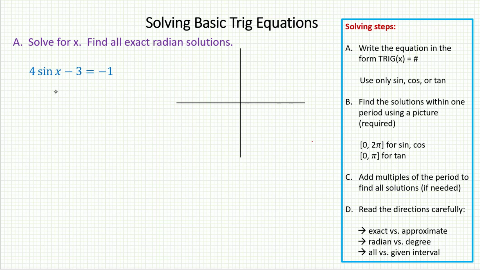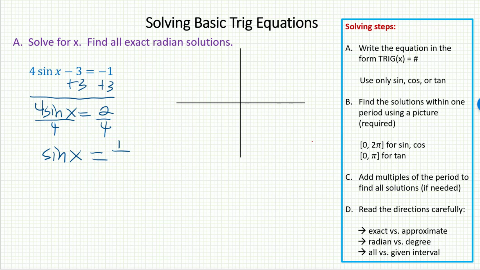I'm looking at this equation, 4 sine x minus 3 equals -1. I need to get that sine x by itself. So of course I'm going to add 3 to both sides, and then I'm going to divide both sides by 4. I'll reduce the fraction, and I end up here with exactly what I wanted. A single trig function, sine, cosine, or tangent, a single letter, an equal sign, and a number. So that was the end of step A.